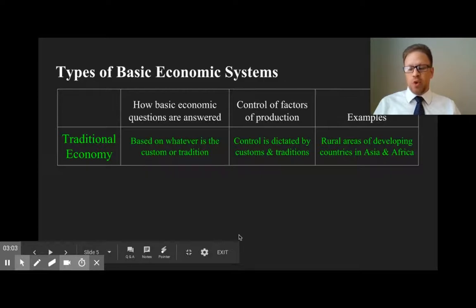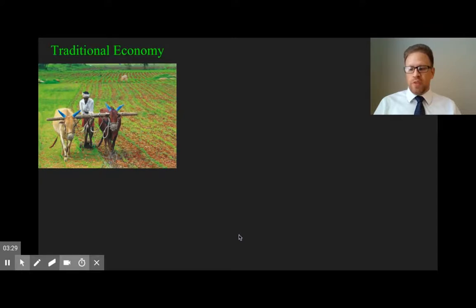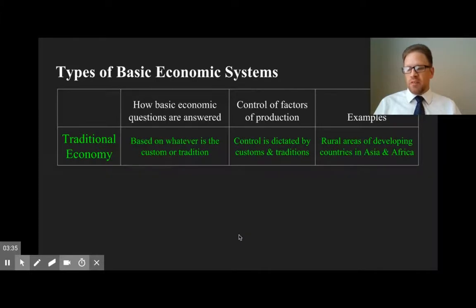Now, tradition dictates who controls the factors of production. So maybe if traditionally the elders in the community own everything, then that's the way it's going to be. It's just whatever the tradition might be. Also, traditional economies do not adapt quickly to change or promote rapid economic growth. Just because there is technology, if you are from a traditional economy, they are going to be using the tools they've always used. They don't adapt to change. Now, you're going to find traditional economies in rural areas of developing countries in Asia and Africa. Those are the most common places you're going to see traditional economies.